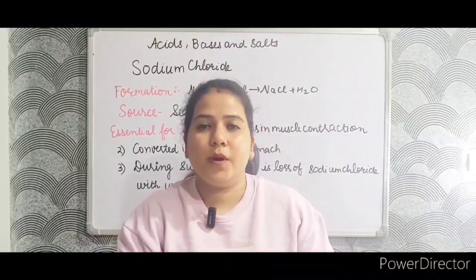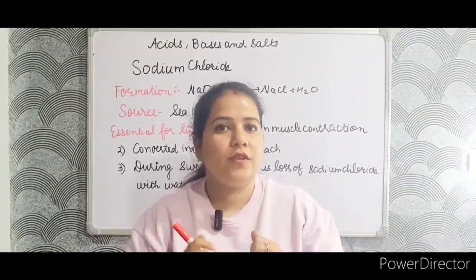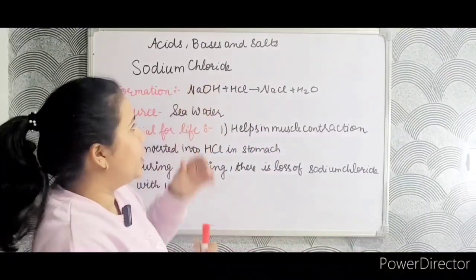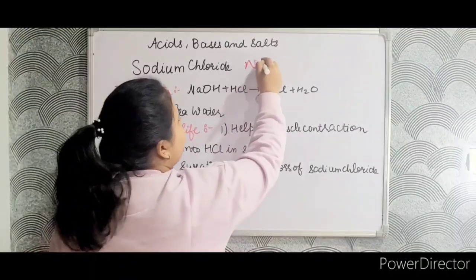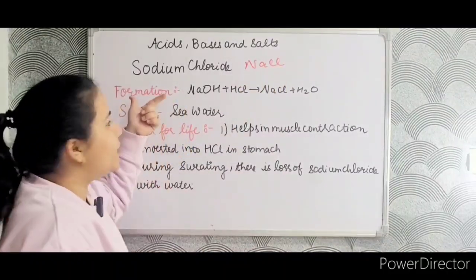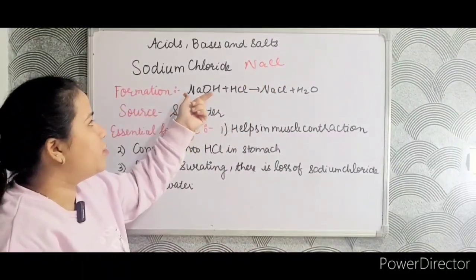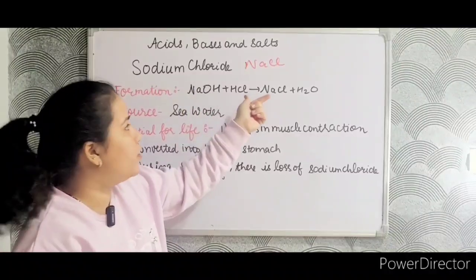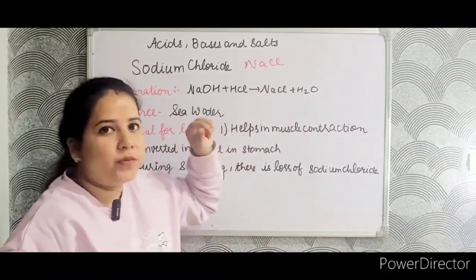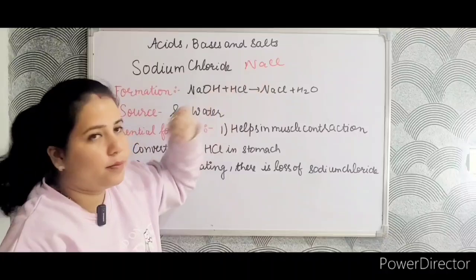Now we will learn about various compounds. First compound is sodium chloride. Formula is NaCl. Formation reaction is by reaction of NaOH and HCl, it forms NaCl and H2O. It is prepared in laboratory.